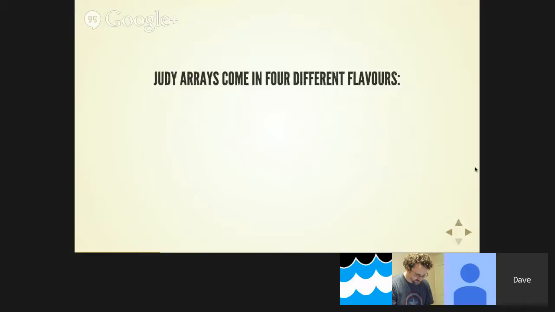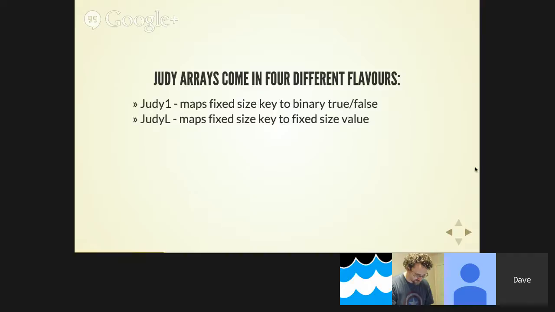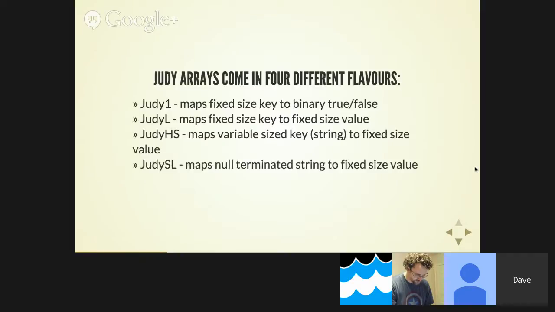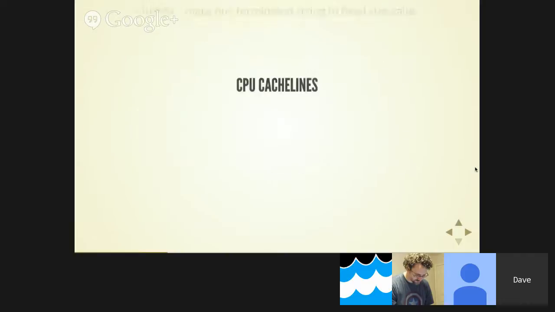So there are 4 different flavors of Judy arrays for different types of data. You have Judy 1, which basically just maps your key, a fixed size key of size t, to a binary true-false. Judy L maps essentially a size t to a size t, so to an int. Judy HS maps variable size strings to an int, or a pointer. And then Judy SL maps null terminated strings. This one isn't used as much anymore, but it's still there.